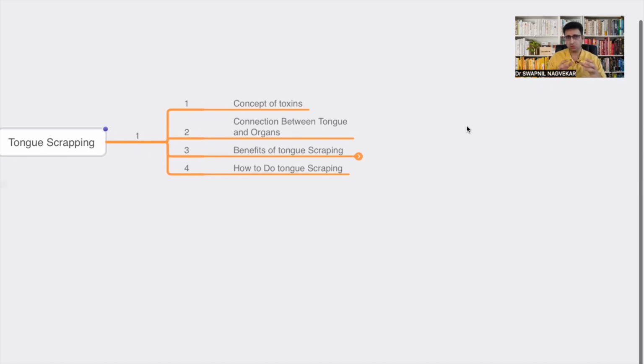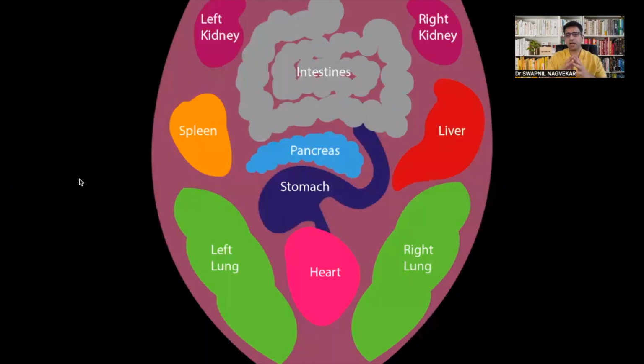Okay, so now I'll tell you the connection between the tongue and the different organs. Our tongue is connected to each and every organ of the body. If you look at the anterior aspect of the tongue, it is connected with the lungs and the heart. The side part is connected with the spleen and the kidneys. The central anterior third is connected with the heart, stomach and pancreas, and the posterior aspect of the tongue is connected to the intestines.